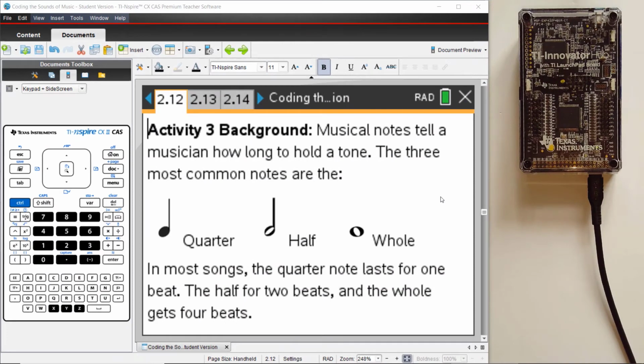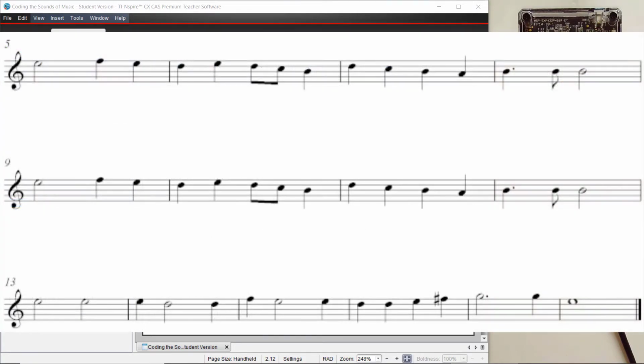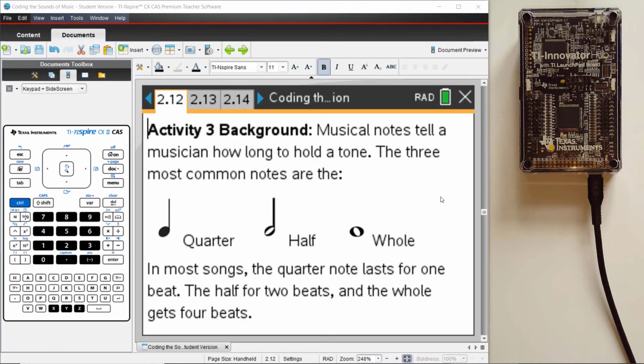When a composer writes a song, they record their song on a piece of paper that has a musical staff drawn on it. They then place notes on the staff, and this is how musicians read the song that the composer has written. We're going to learn about 3 musical notes in this video. The first is the quarter note, and also the half, and lastly the whole.